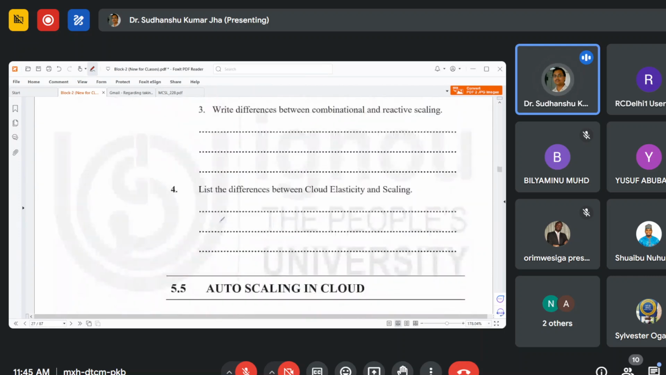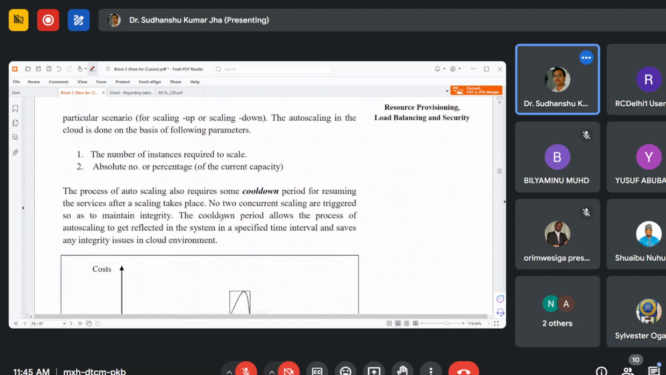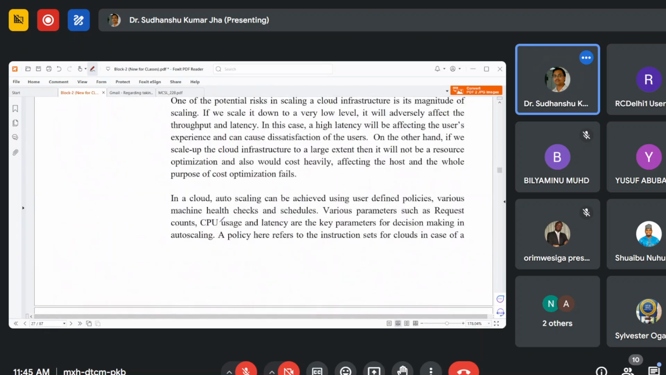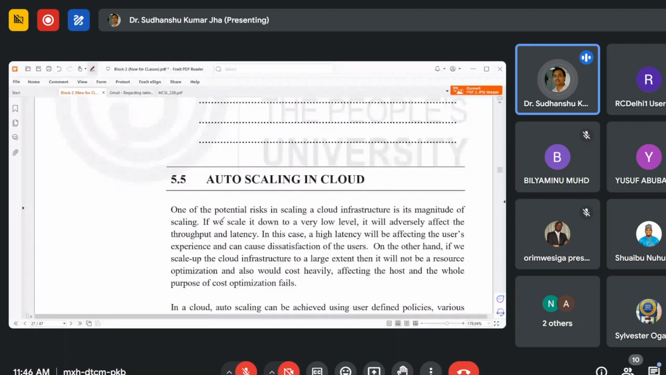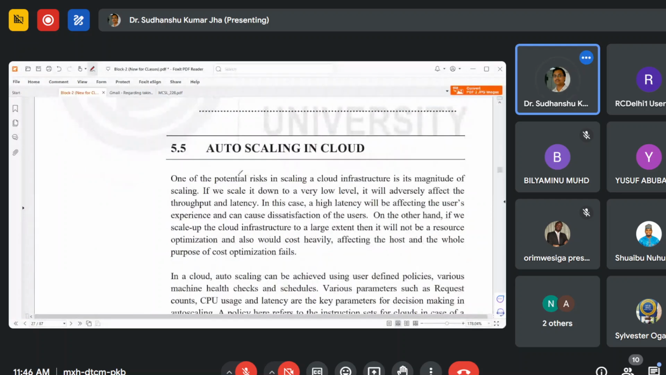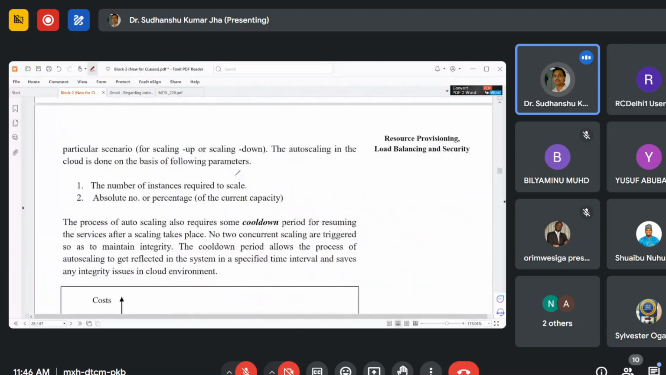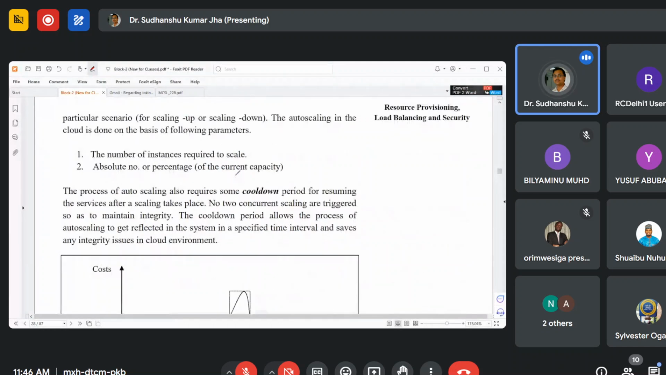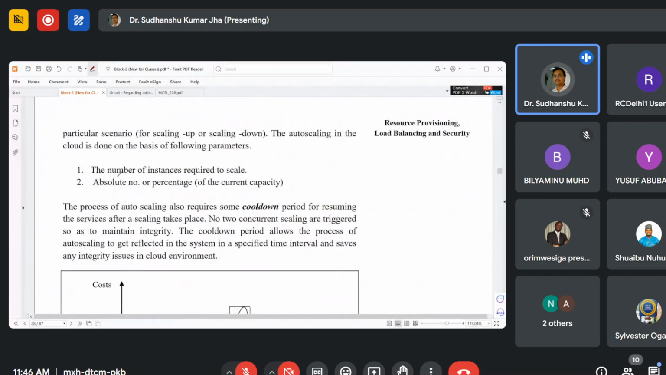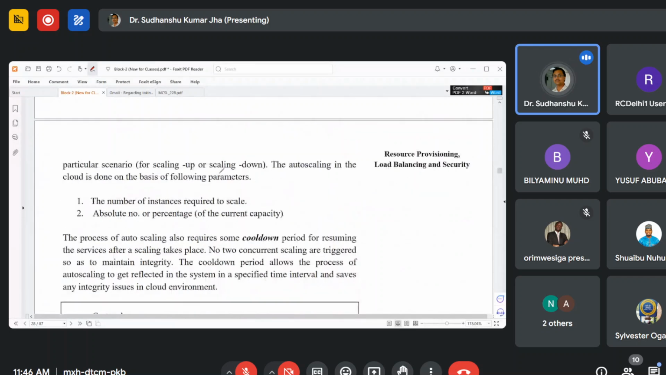So that is the end of your unit 5. Now let us see auto scaling. We have seen proactive scaling and reactive scaling, both are kinds of manual scaling. Now come to auto scaling. I'm quickly coming to the numerical part here. Auto scaling basically means how much scaling up is required, or in which ratio the scaling up or scaling down is required. That is auto scaling.